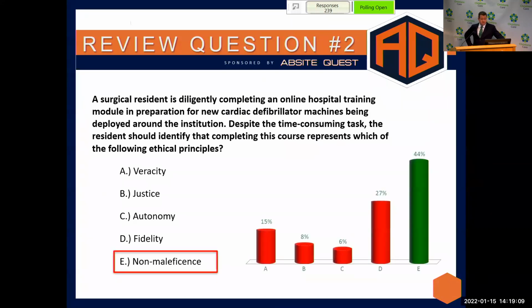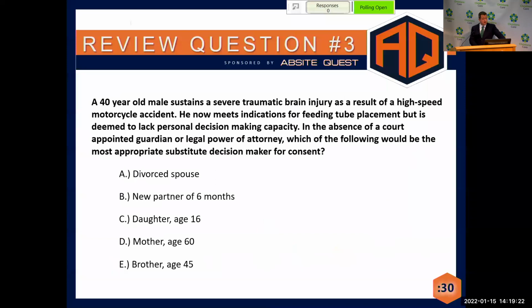Going to be a tough one. Okay, good. Majority of you did actually get it. Non-maleficence, or do no harm. That's not only from a technical standpoint, but also educating yourself to do the right thing, or to do no harm, also counts. Good.